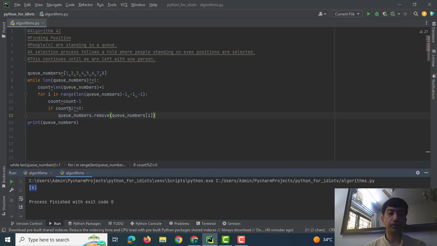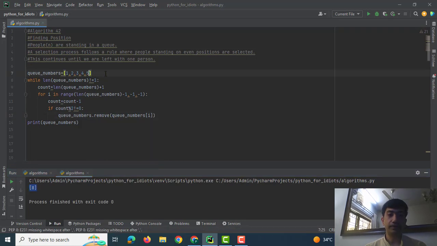So we have correctly printed the answer, which is 8. Now if I change the list to 1 2 3 4 5, our answer would be 4.